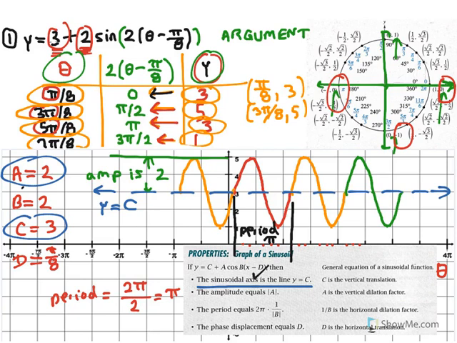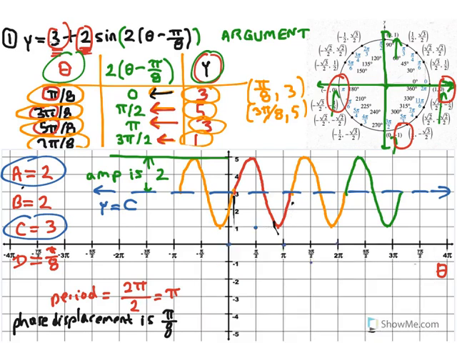So we looked at the sinusoidal axis, we looked at the amplitude, we looked at the period, and now the phase displacement is equal to the parameter d. The phase displacement would be equal to pi over 8. And what does that mean in the context of this problem? What does it mean that the phase displacement is equal to pi over 8?